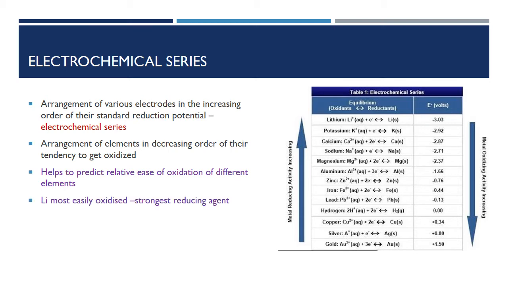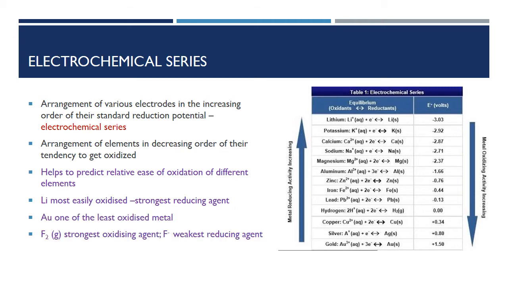As can be seen here, lithium, which occurs at the top of the series, is easily oxidized and is the strongest reducing agent. On the other hand, gold is one of the least oxidized metals. Fluorine gas is the strongest oxidizing agent. Therefore, necessarily, fluoride ion is the weakest reducing agent.